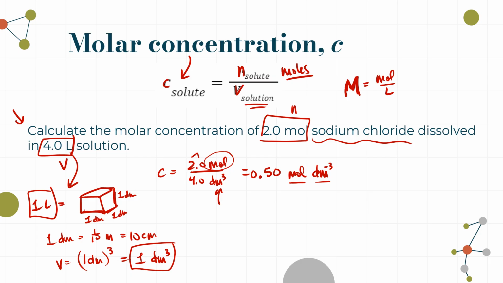We can show that by putting NaCl into square brackets. This is our shortcut for saying I'm talking about the concentration of something. So that will be equal to 0.50 moles per cubic decimeter.